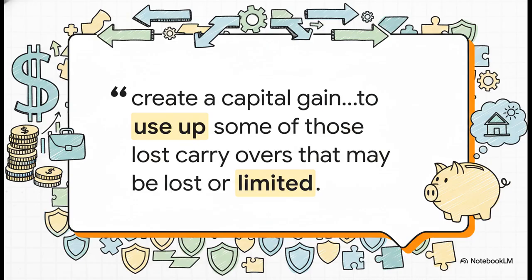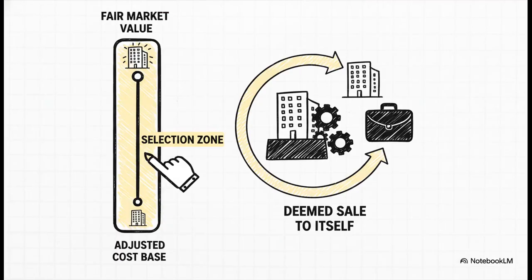Well, it's to use those very tax losses we just talked about, especially those capital losses that are just moments away from disappearing forever. It is a classic use it or lose it scenario. So here's how it works.